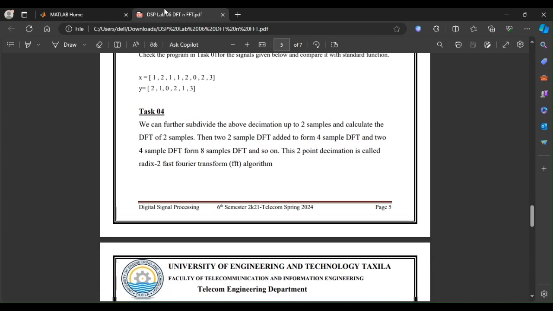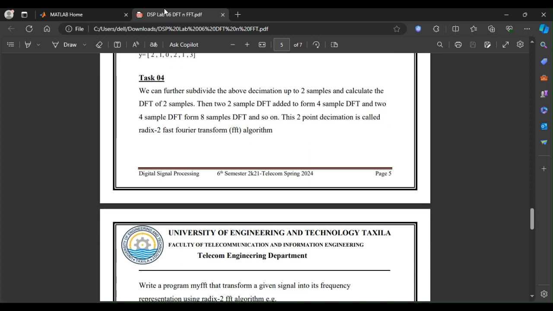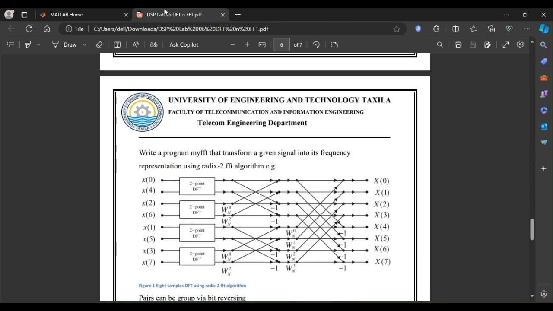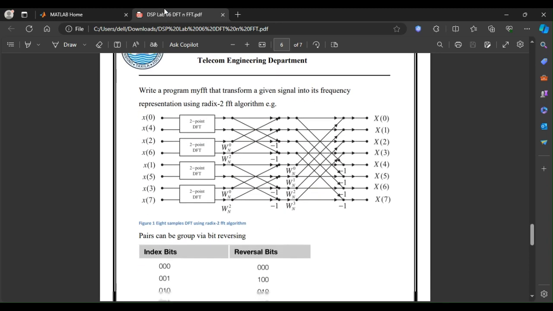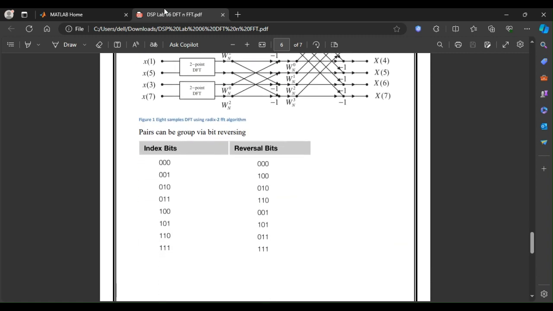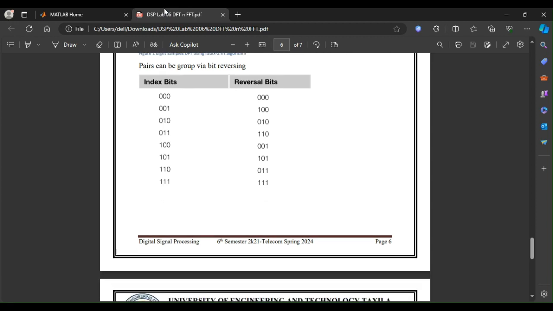Moving towards task 4, that is, we can further subdivide the above decimation up to two samples and calculate the DFT of the two samples. The two samples DFT added to a four sample DFT, and the two four samples DFT form eight samples DFT, and so on. This 2 point decimation is called the Radix 2 fast Fourier transform algorithm. Write a program myFFT that transforms a given signal into its frequency representation using the Radix 2 FFT algorithm. Pairs can be grouped via bit reversing.